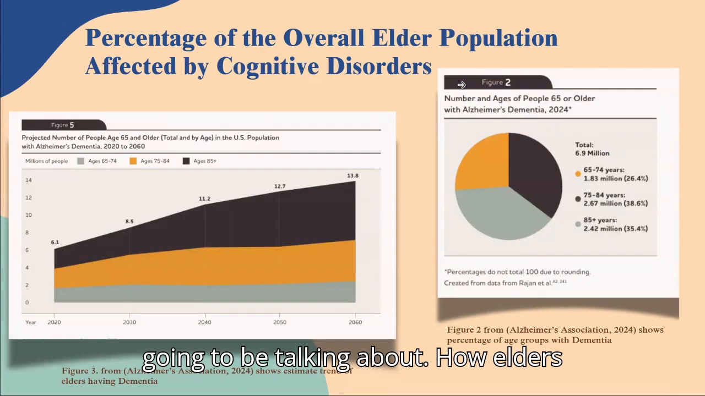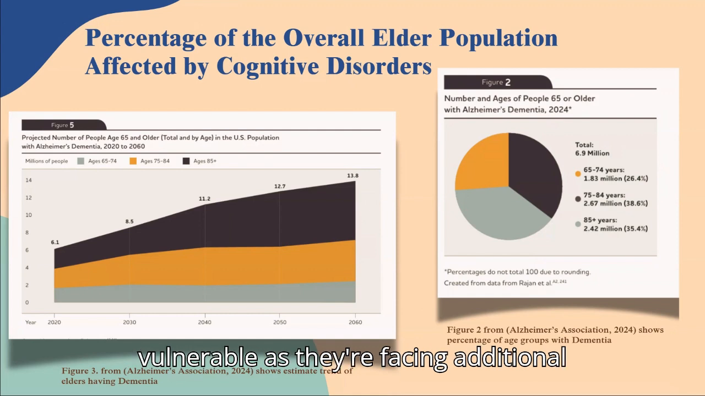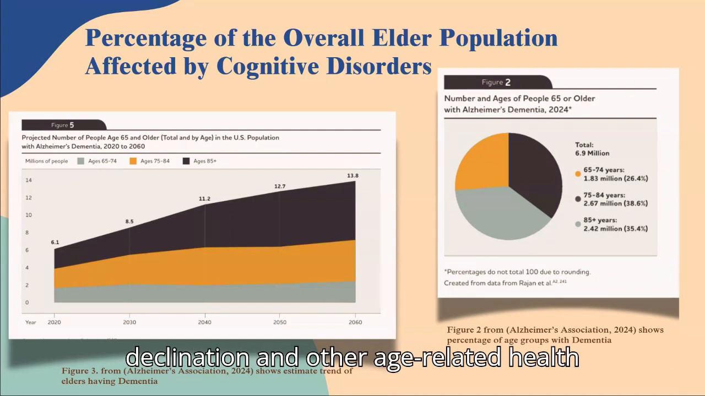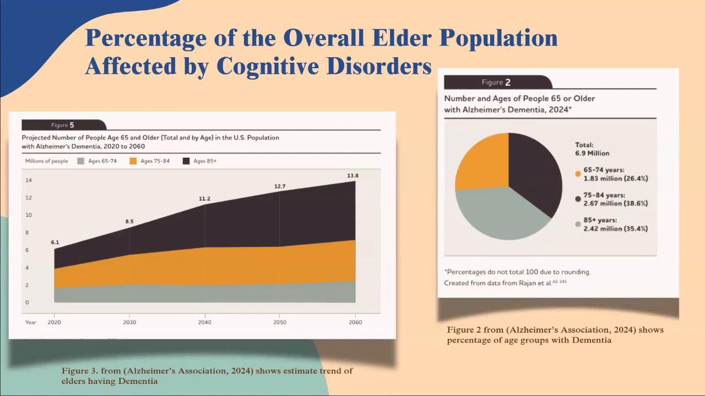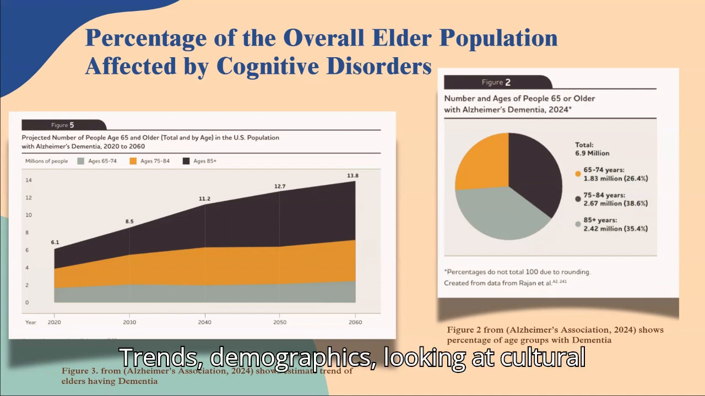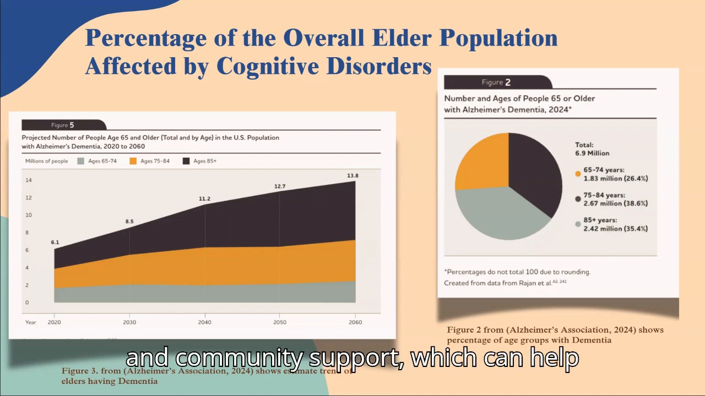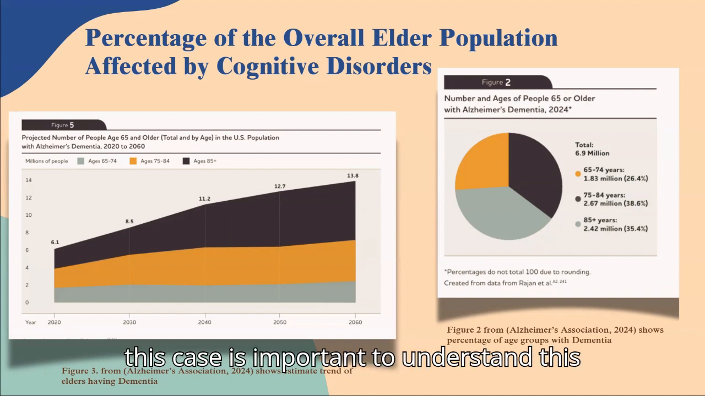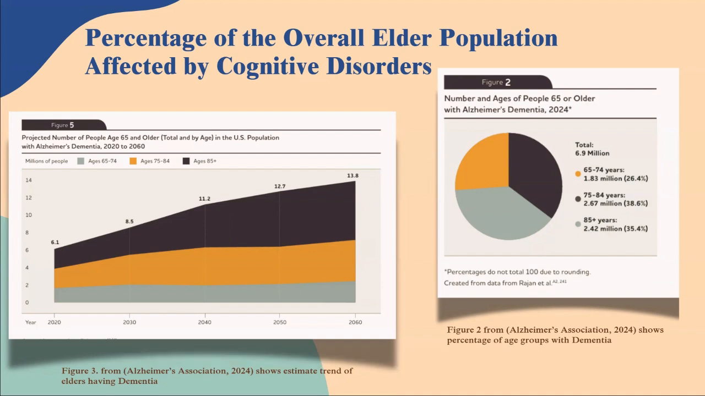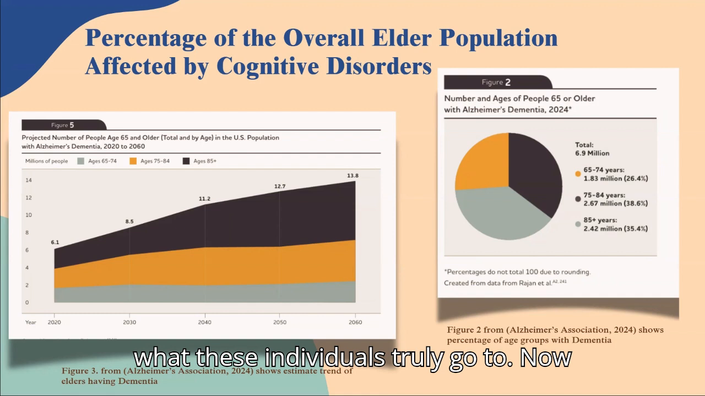Now, next, we're going to be talking about how elders with cognitive disease are more uniquely vulnerable, as they're facing additional challenges from not only the cognitive decline and other age-related health issues, but now we're going to further explore the other challenges they face. And we're going to do this by including trends, demographics, looking at cultural differences, the inequality that they face, and the role of family, healthcare, and community support, which can help alleviate some of these issues. It is important to understand this population because it highlights the need to show empathy and support and to gain a further understanding of what these individuals truly go through.